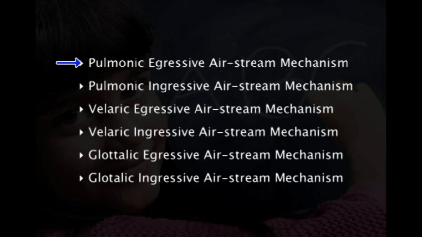The airstream mechanism is the mechanism of the air which is used for speech production. There are different airstream mechanisms that are used for speech production in various languages in the world. There are a few examples like pulmonic egressive airstream mechanism, pulmonic ingressive airstream mechanism, velaric egressive airstream mechanism, velaric ingressive airstream mechanism, and glottalic egressive and glottalic ingressive airstream mechanism.